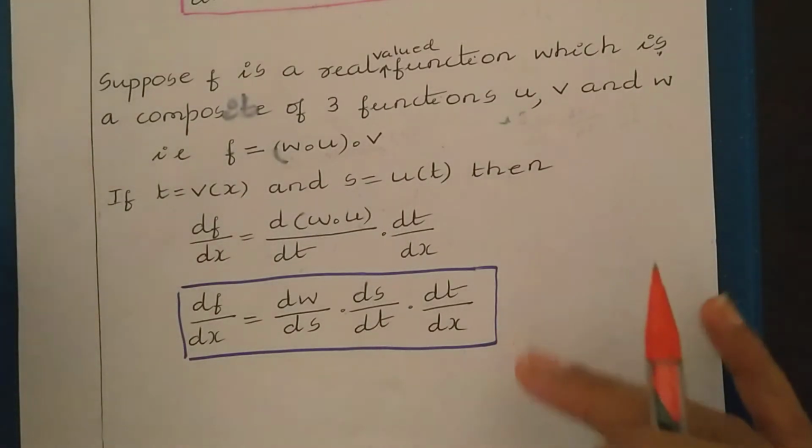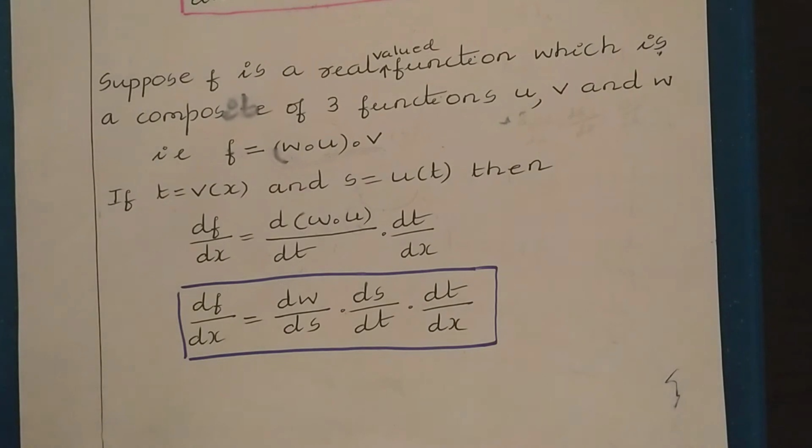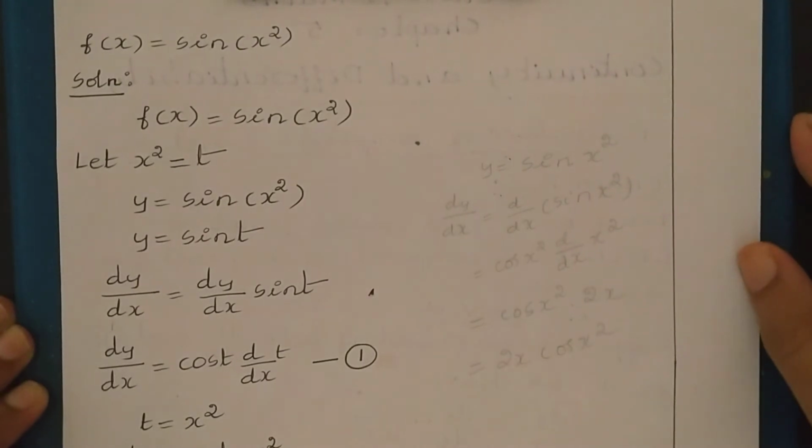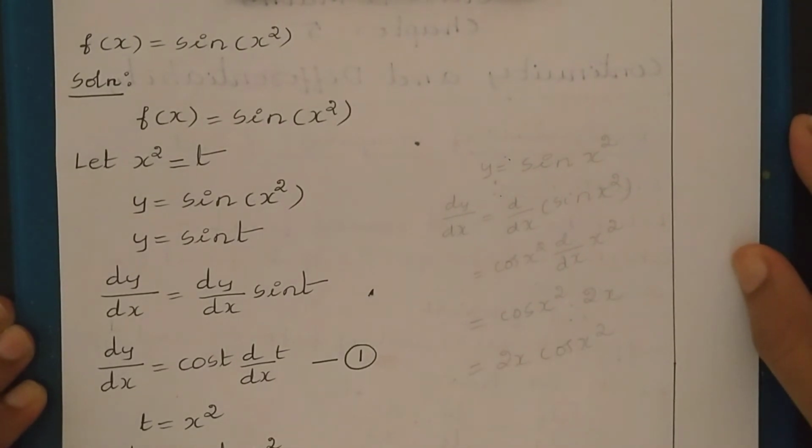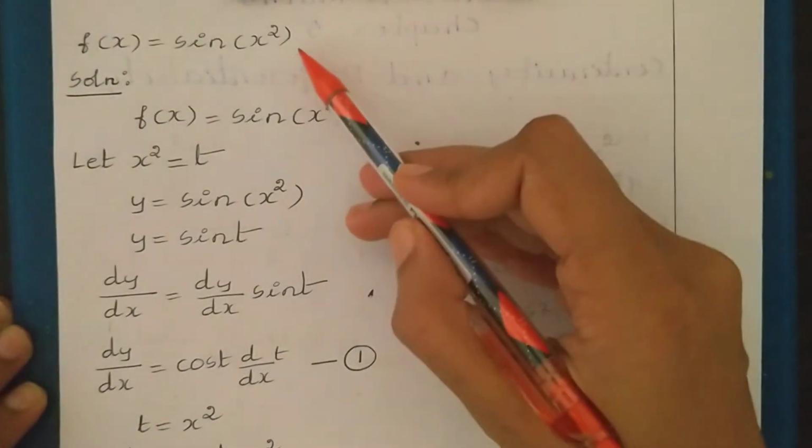So this is related to the chain rule. Now let us take one example and let us see how to apply the chain rule. See, here I have taken a function f(x) is equal to sin x square.